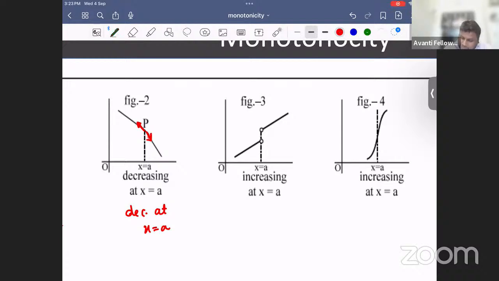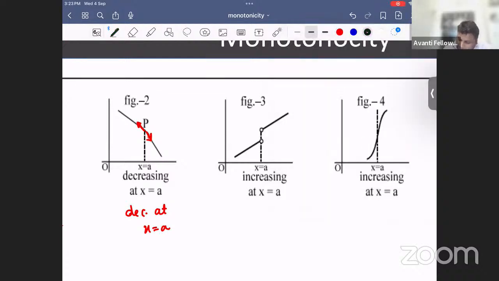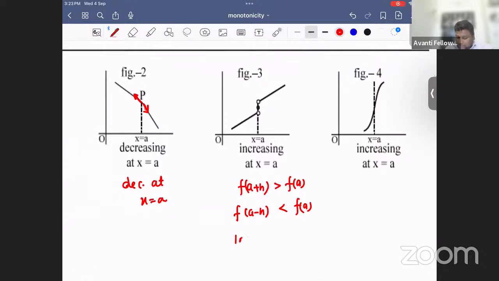Now say at x equals a, this is the value of the function. So easily you can judge that f of a plus h is greater than f of a and f of a minus h is less than f of a. So what does that mean? This function is increasing at x equals a. Am I clear? Function is increasing at x equals a.